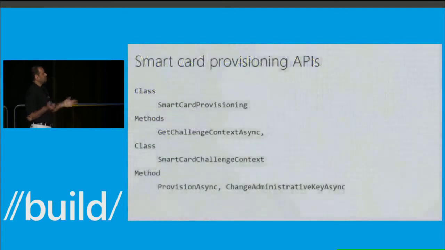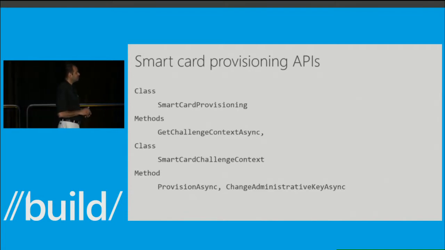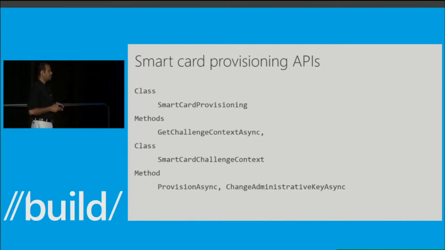So once the card is created, virtual smart cards get provisioned when you create them. But if it's a physical smart card, like the form factor that comes in a plastic, you typically have to provision them. You have to format the card before you can put certificates on them. So we have this method called getChallengeContextAsync on the smart card provisioning class, and we have methods called provisionAsync and changeAdminKeyAsync on the smart card challenge context class, and I'll show you in the next slides how to use them.